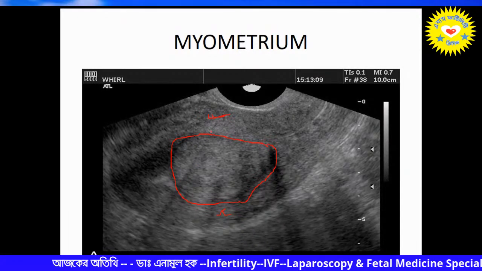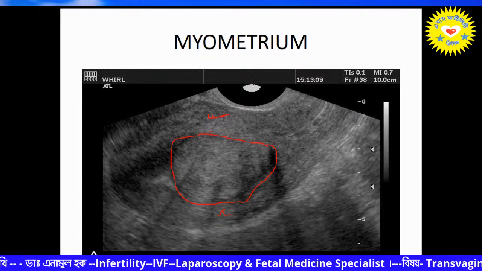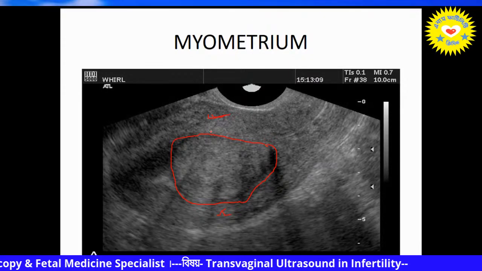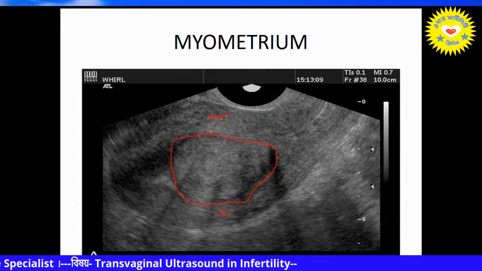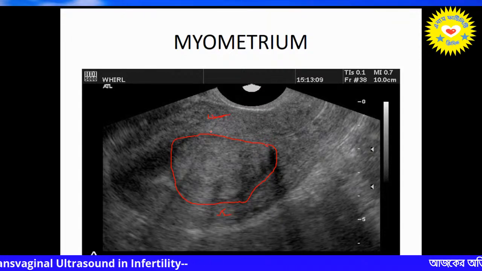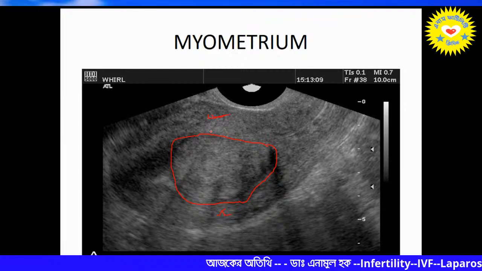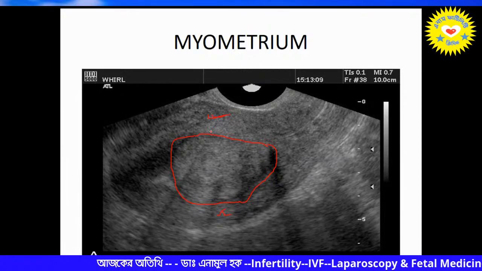That is why, for management purposes, if you do myomectomy, it will be very convenient, as you can assess where you have to put the incision, whether you have to cut the anterior wall or the posterior wall. This is very important in case of myomectomy.